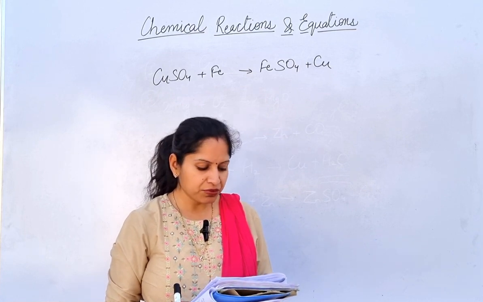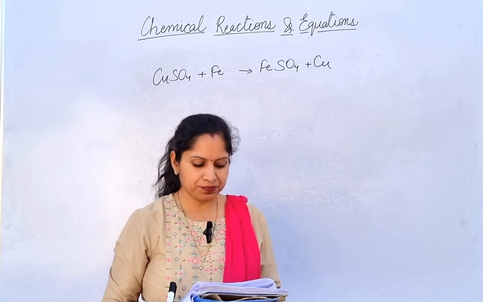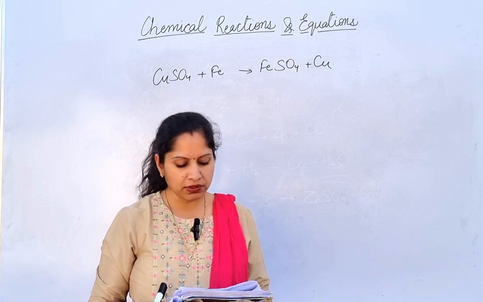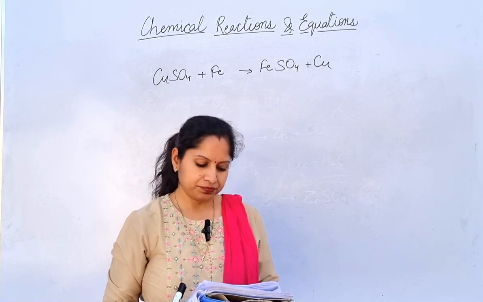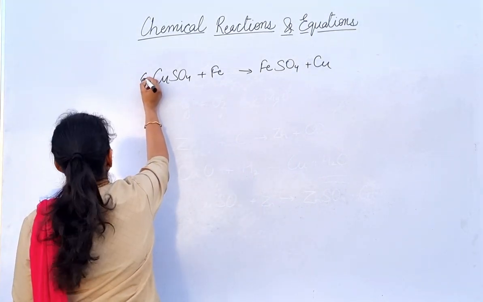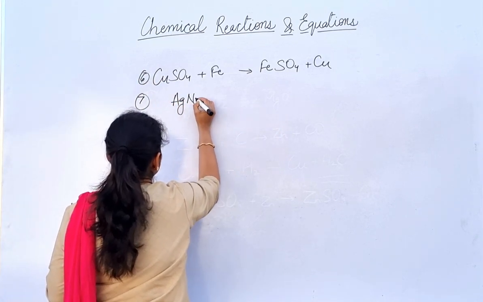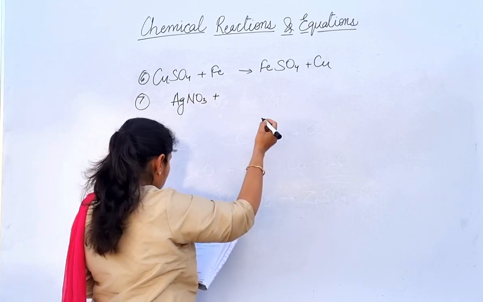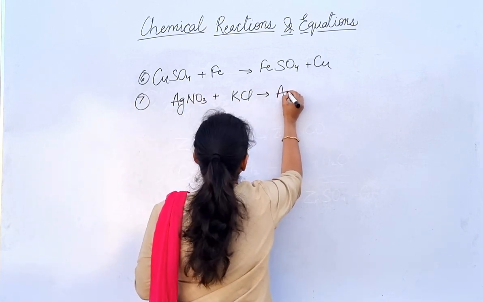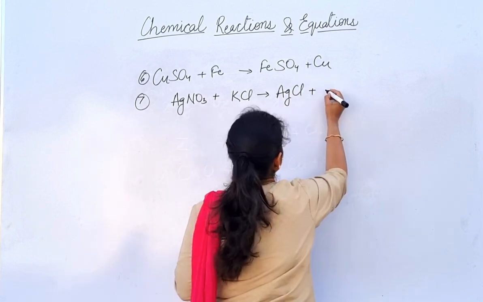Next one is a good one. Silver nitrate reacts with potassium chloride to form silver chloride and potassium nitrate. Silver nitrate is AgNO3, combines with potassium chloride, KCl, to form silver chloride plus potassium nitrate.